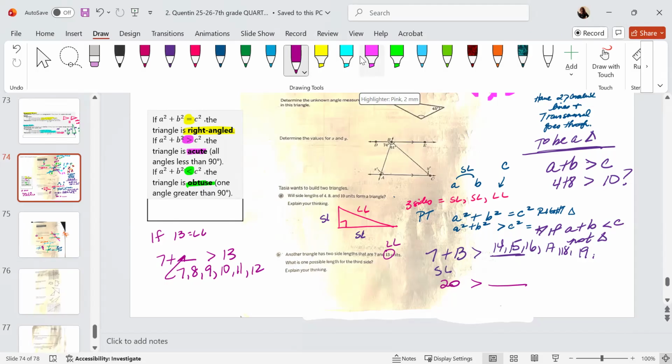I put 8. So let's check. If you say the third side is 8, well, 7 plus 8, is it bigger than 13? So what's 7 plus 8? 13. So that'll work. But then it says explain your thinking. So did you write it down to explain it? You can say 7 is my shorter side, 8 is my shorter side, 13 is my longest side. And you can say my two shorter sides added together have to be bigger than the longest side.